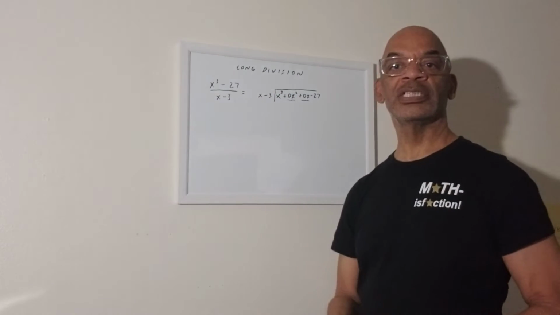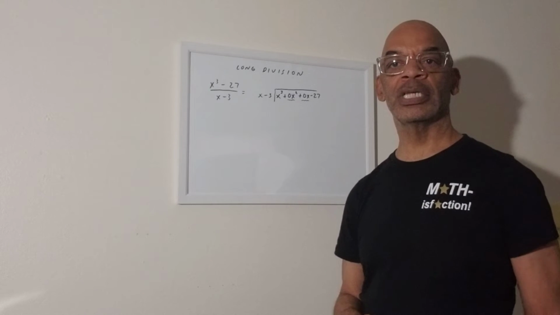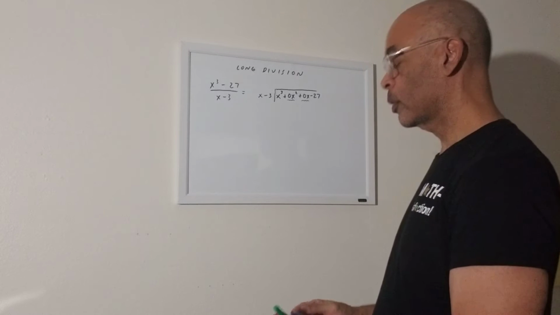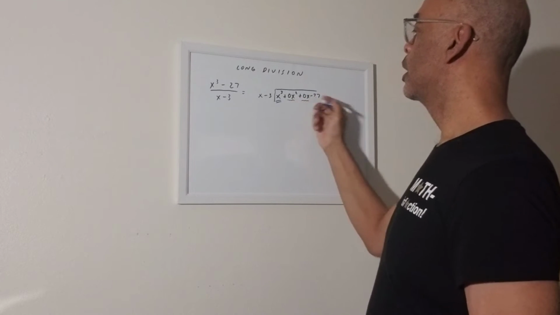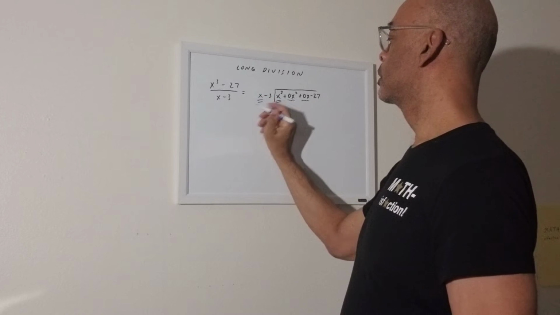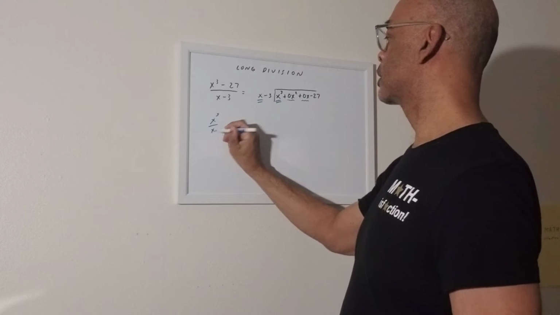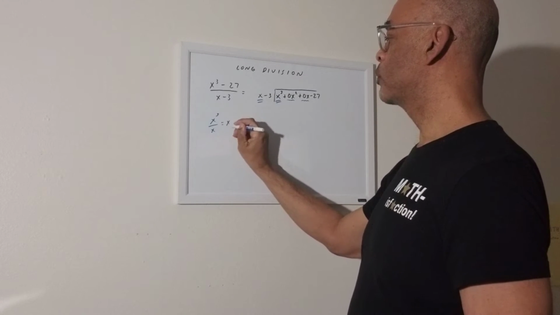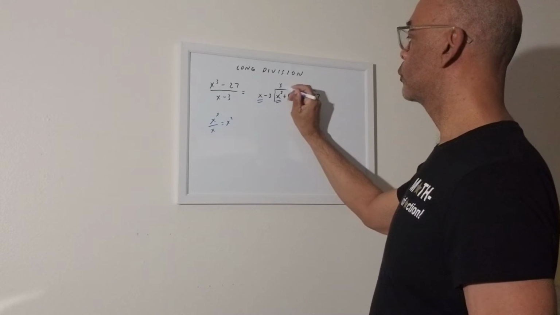All right, long division has a repeated pattern, and there are about 4 steps in each cycle. Let's begin by looking at the first term of the dividend and the first term of the divisor and divide those. x to the third divided by x will be x squared. x squared is a part of our answer, or quotient.